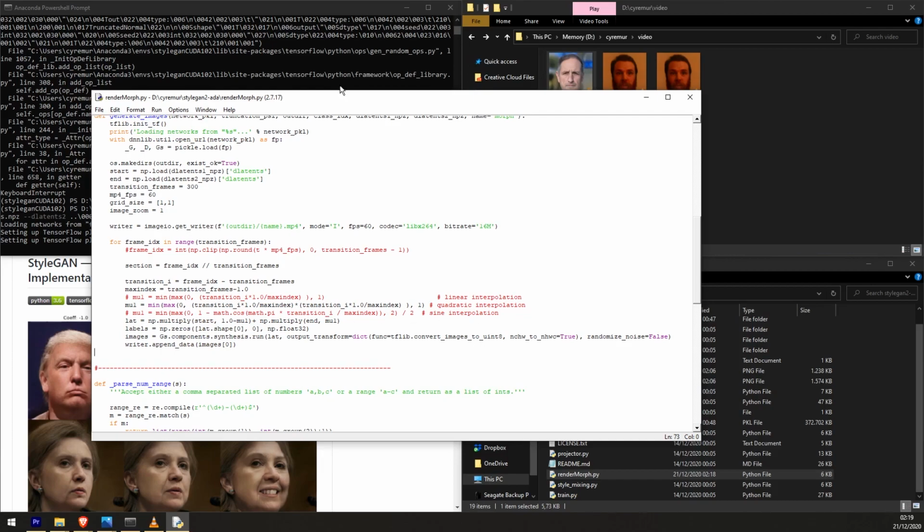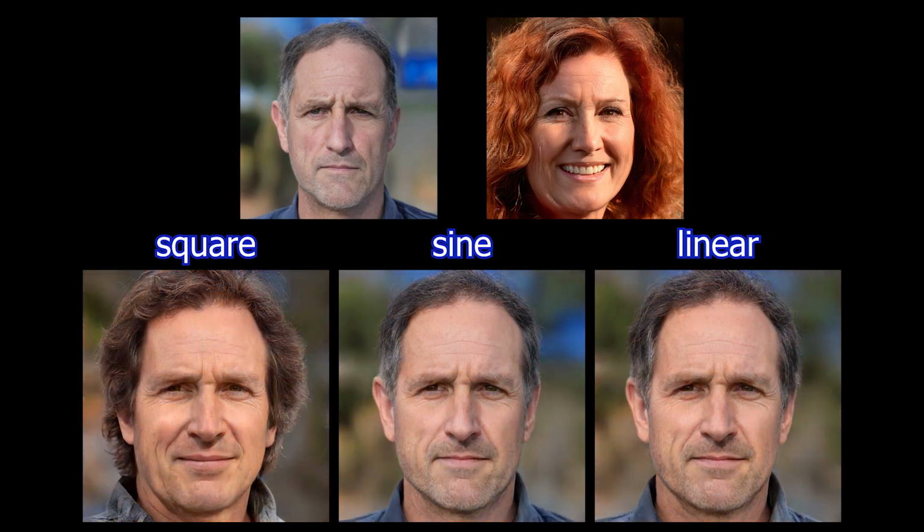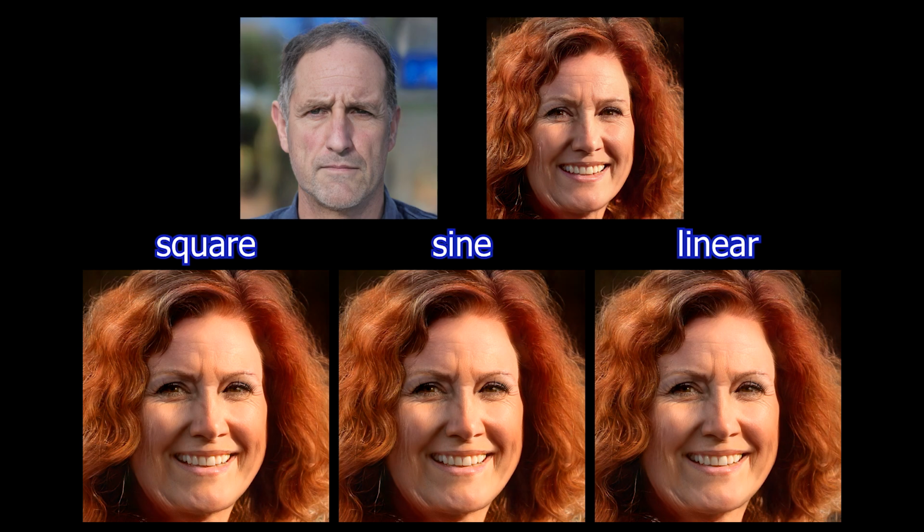And then I'll do the same one more time for the linear, and then I will put them all together in Premiere side by side so you can have a comparison. And here it is from the editing. So we have the square interpolation on the left, the sine in the middle, and the linear on the right.